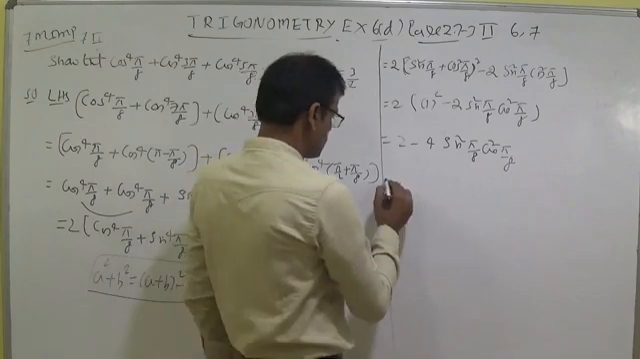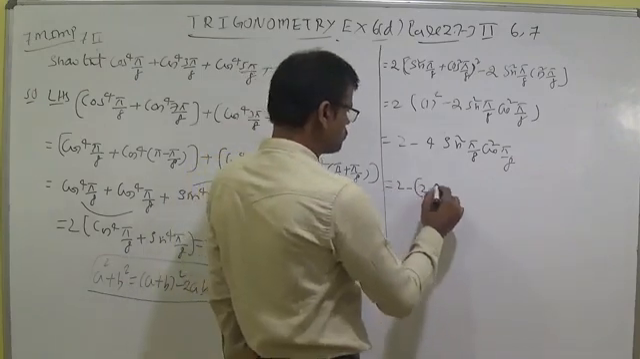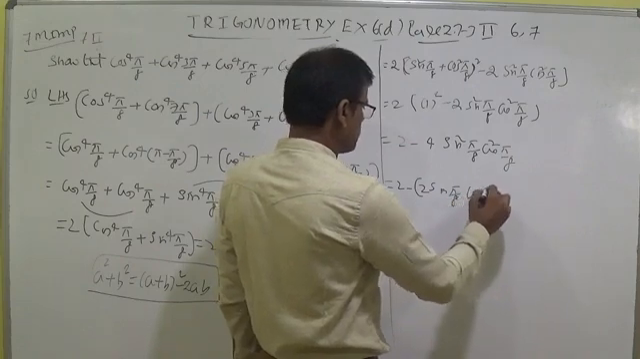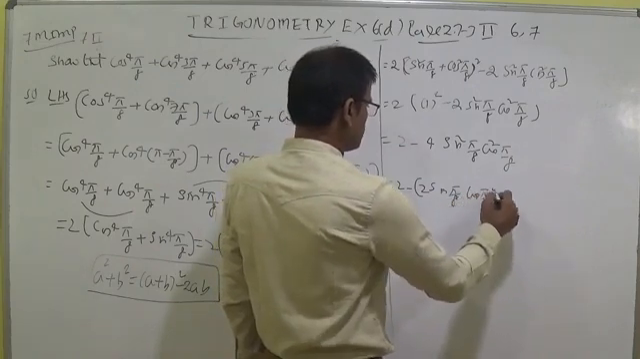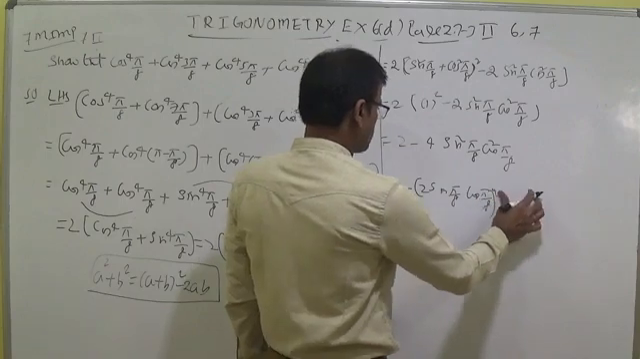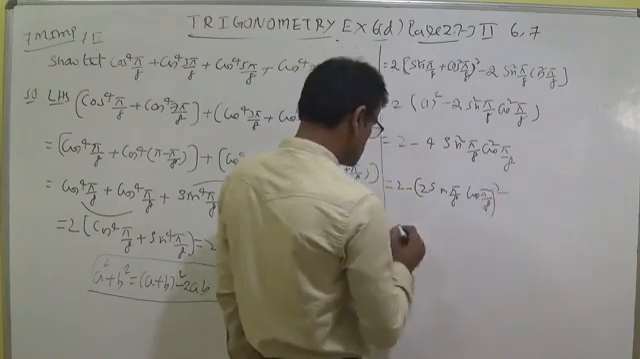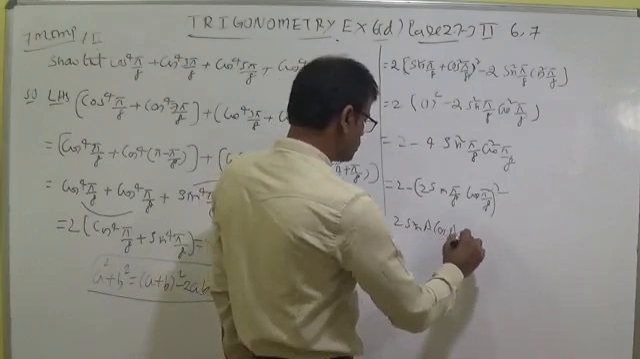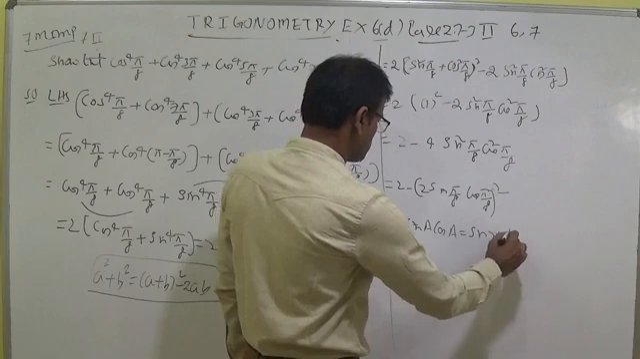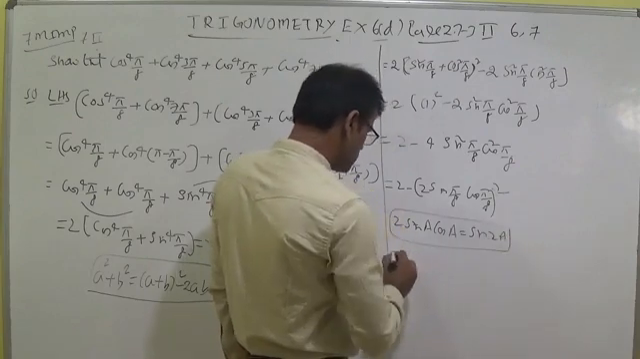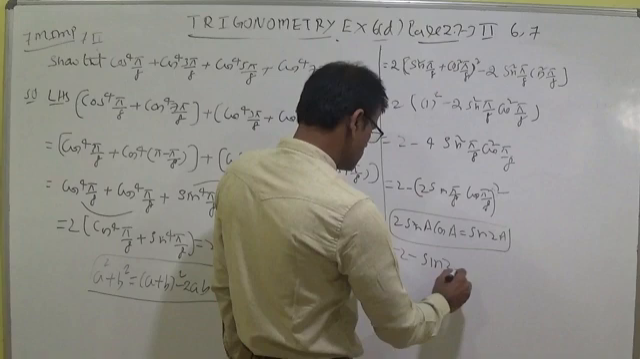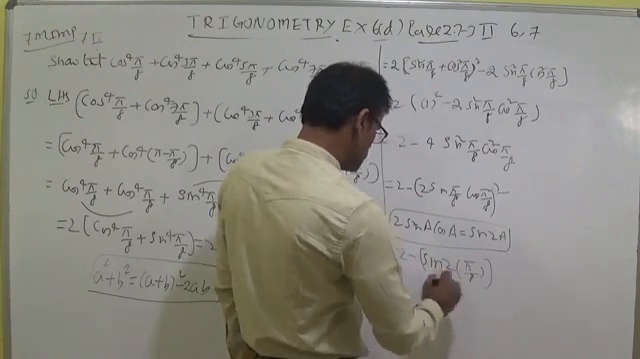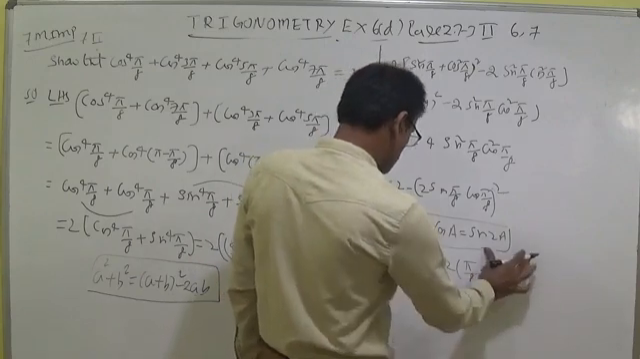Now that is equal to 2 minus, this can be written as 2 sin pi by 8 cos pi by 8 whole square. 2 sin pi by 8 cos pi by 8 whole square. Remember the formula, 2 sin a cos a is equal to sin 2a. That is equal to 2 minus sin 2 into pi by 8, sin 2 into pi by 8 overall whole square.